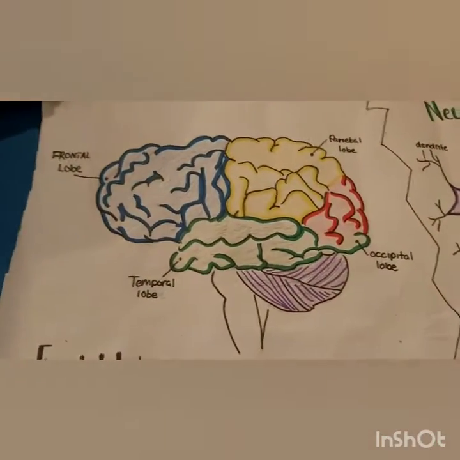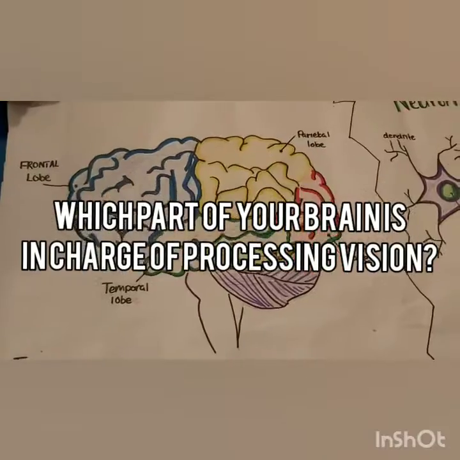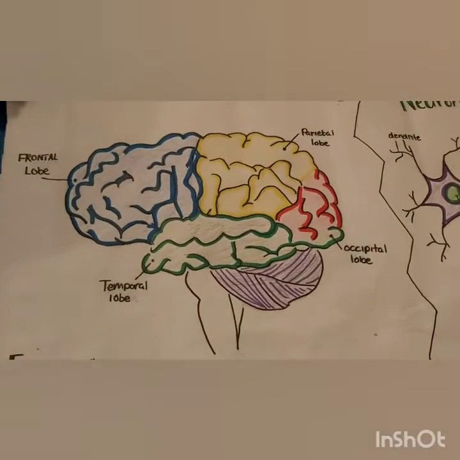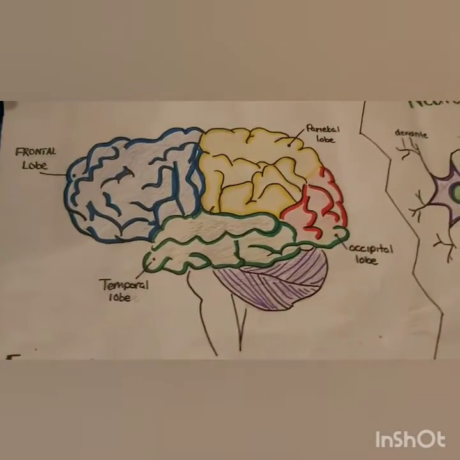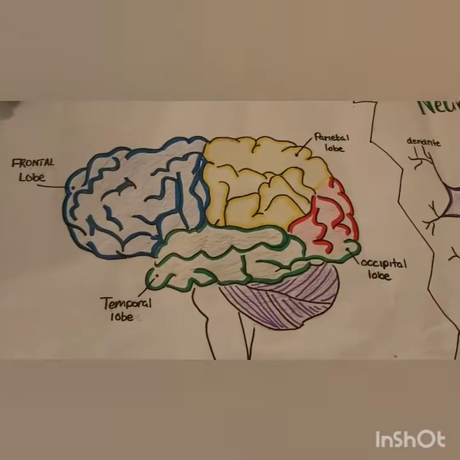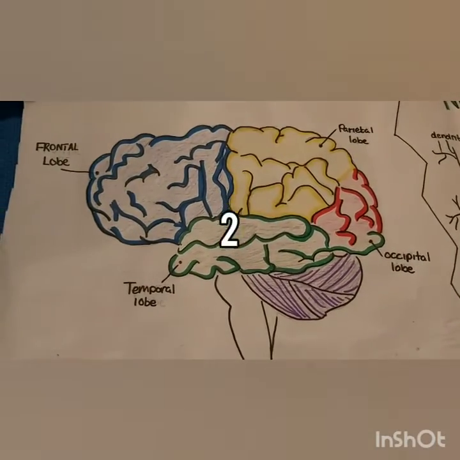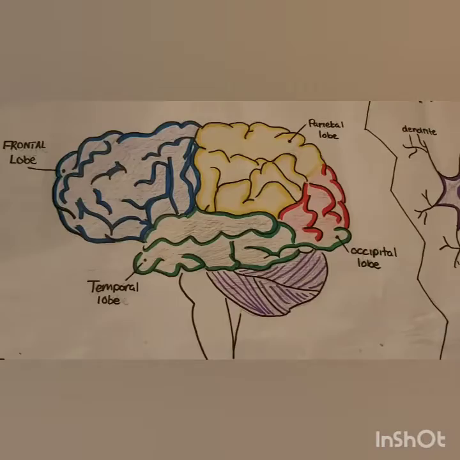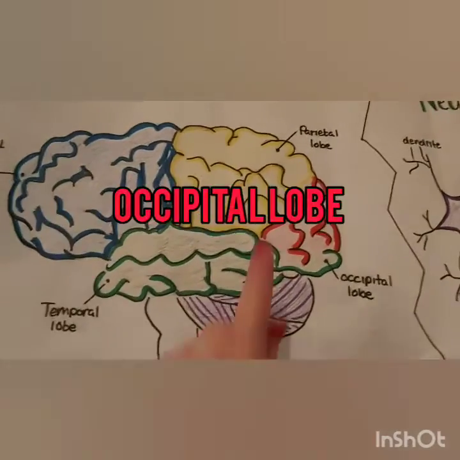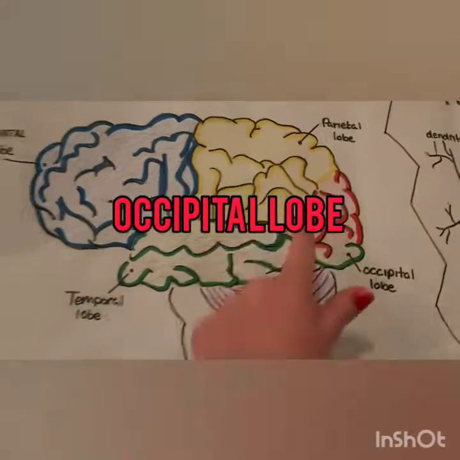Next, which part of your brain is in charge of vision and analyzing shapes and colors? I'll give you 3 seconds, or you can pause the video. That's right, it's the occipital lobe, right here in the back of your brain.